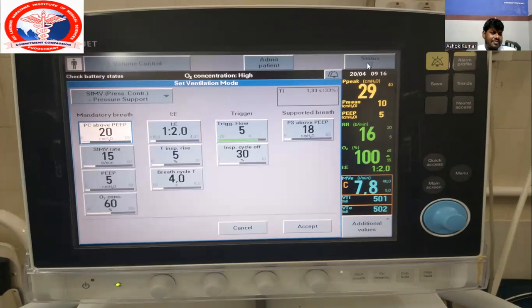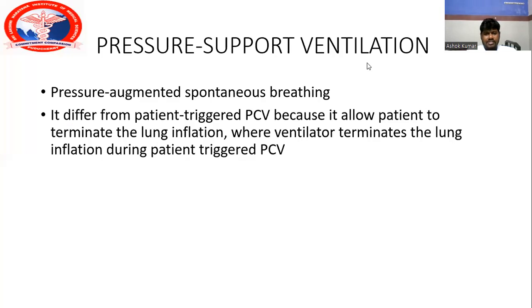Similar to SIMV volume control is pressure control. Instead of tidal volume, we can see the pressure control above PEEP. So more than 5 we want to set in this image; we set around 20. Then the others are similar to volume control: SIMV rate, positive end-expiratory pressure, FiO2, inspiratory expiratory ratio, T inspiratory rise, breath cycle, trigger flow, inspiratory cycle, and PS above PEEP. Then click the accept button and proceed to ventilation.